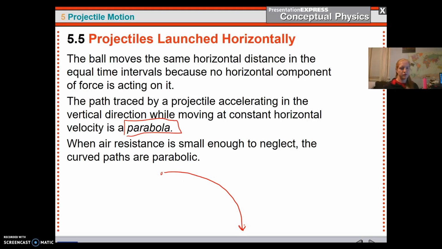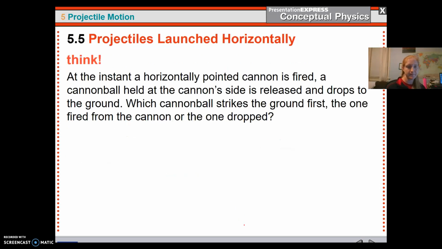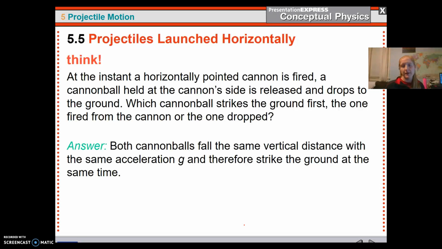Okay. So when air resistance is small enough to neglect, that curved path is generally perfectly parabolic. And my picture is not a good parabola. Okay. So if a cannonball is fired and a cannonball is held at the side and they drop it at the exact same time, which hits the ground first? Neither. They both hit the ground at the exact same time.